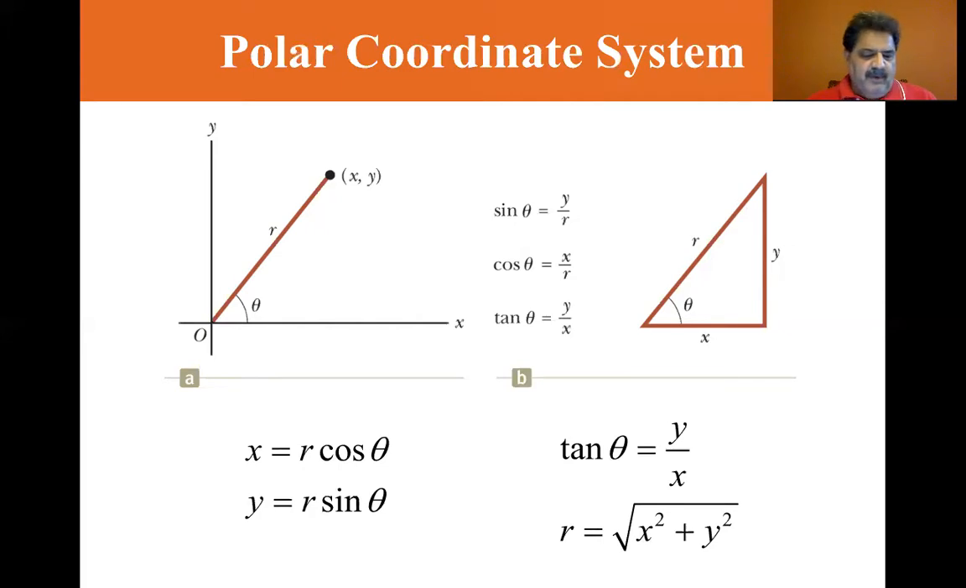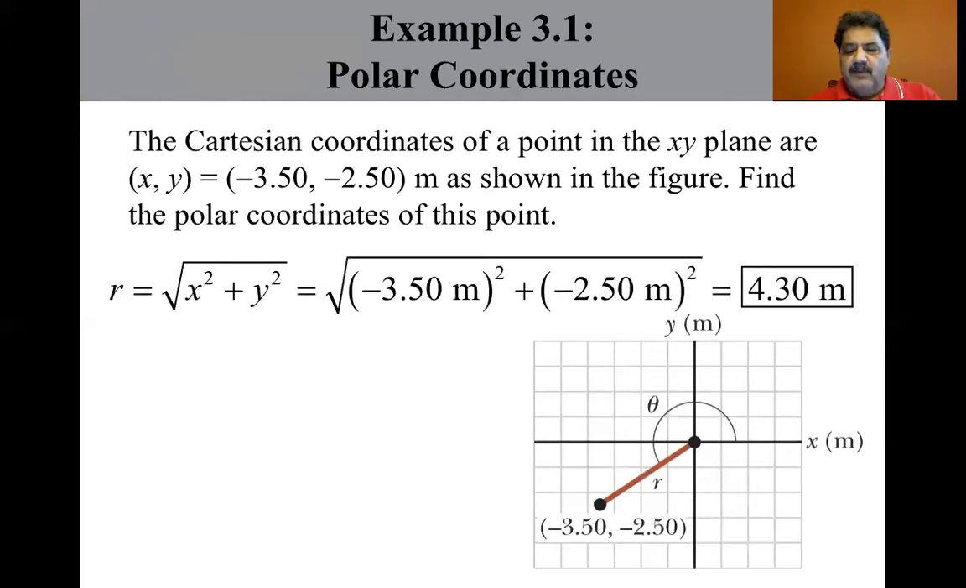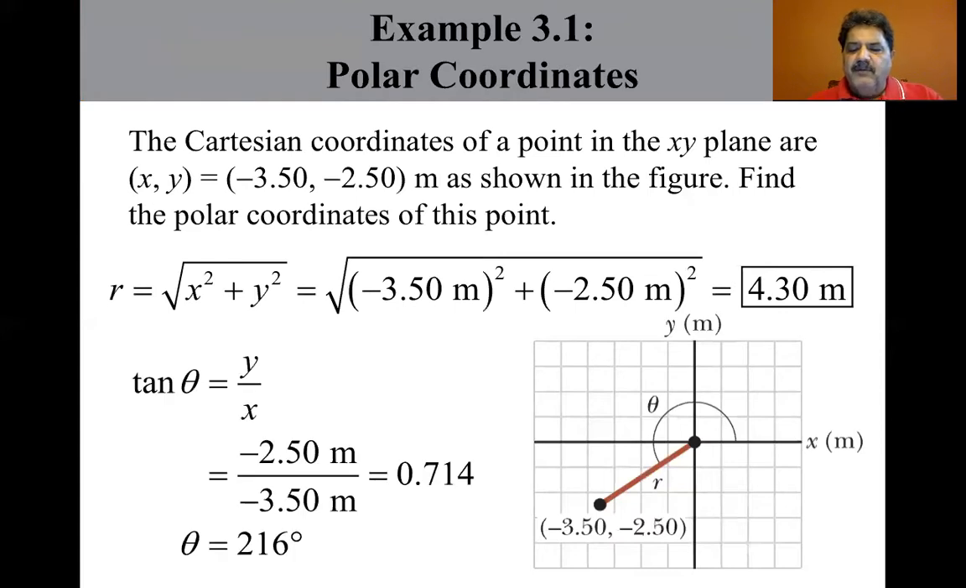Let's look at a sample problem. The Cartesian coordinates of a point in the XY plane are (x, y) equal to (-3.5, -2.5) meters, as shown in the figure. Find the polar coordinates of this point. Okay, the drawing helps us conceptualize the problem. We wish to find r and theta. Based on the figure and the data given in the problem statement, we expect r to be a few meters.